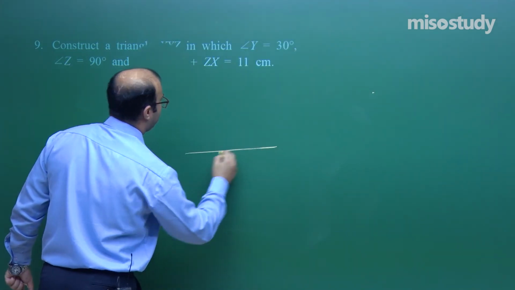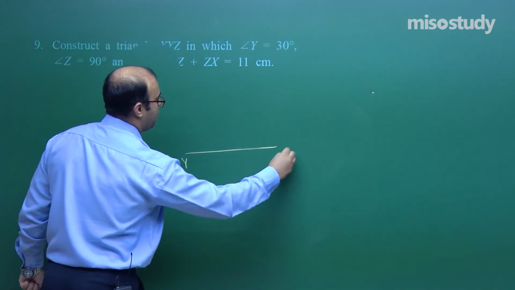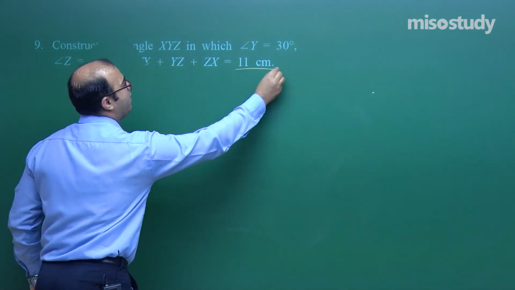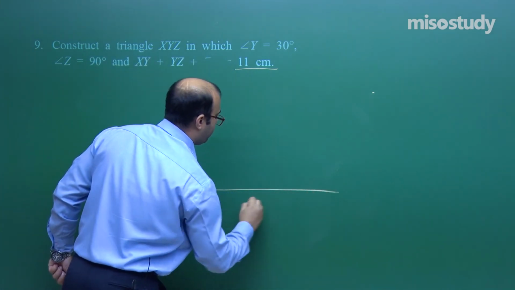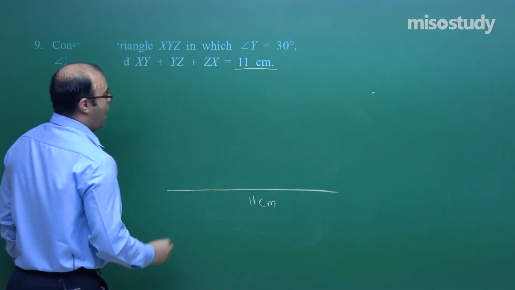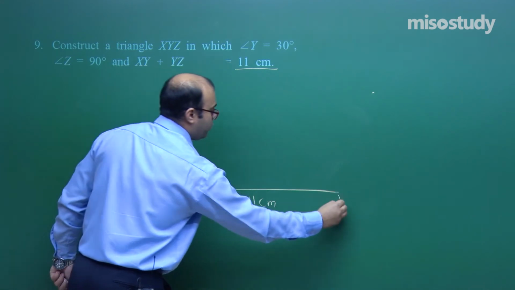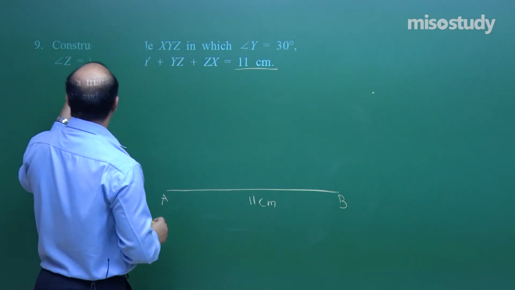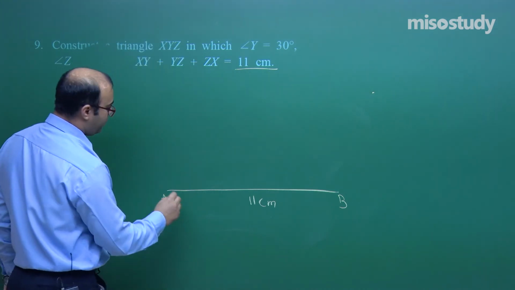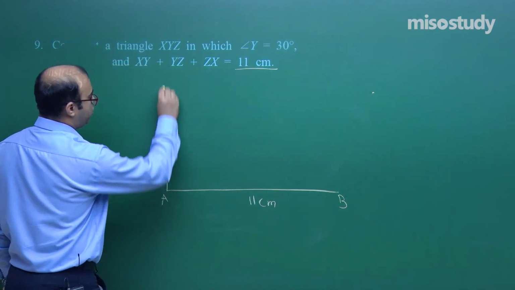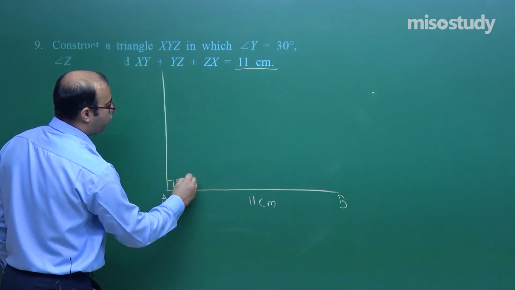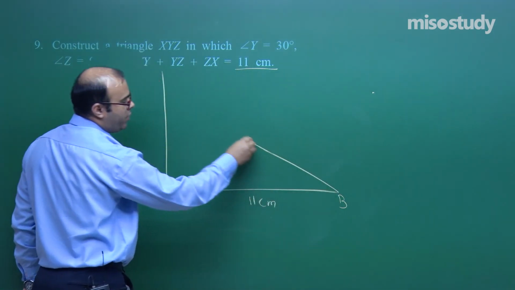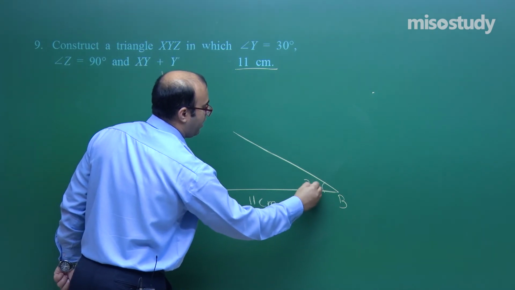First we will take a line which is equal to 11 centimeter, that is equal to the perimeter. And we take AB line, suppose. This is of 11 centimeter. What do we do next? We measure angle 90 degree Z here. So angle A is 90, suppose. We know how to draw 90 degree. And angle Y 30 degree, we take as angle B here.